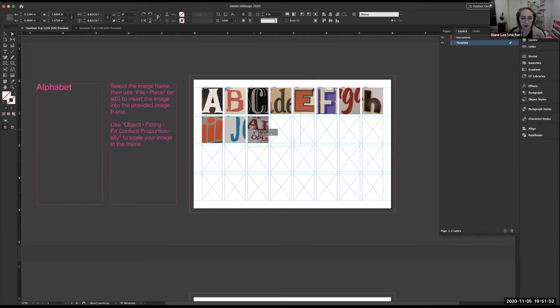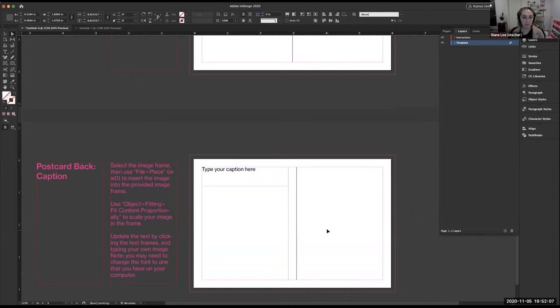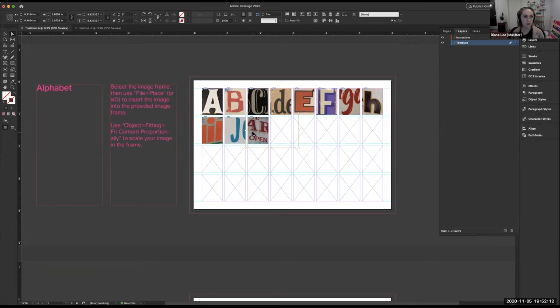And as I was mentioning before, there are 32 little tiny boxes that will take a little while to fill in, but they're all there for you. And then there's a couple of backsides here, so you could input your own caption if you wish.